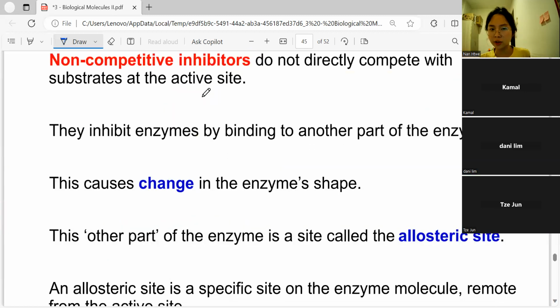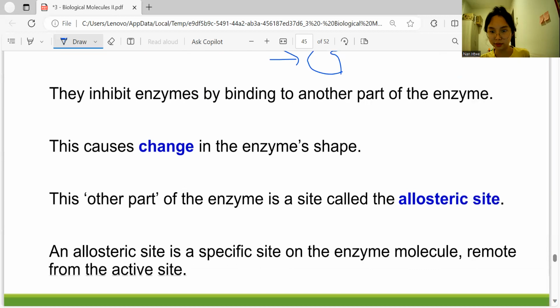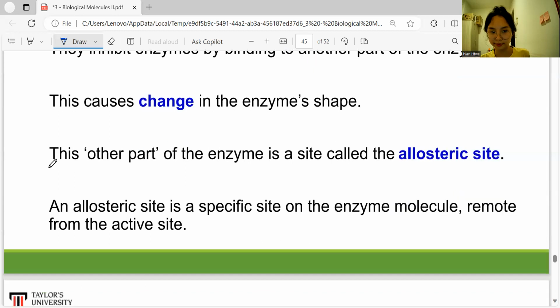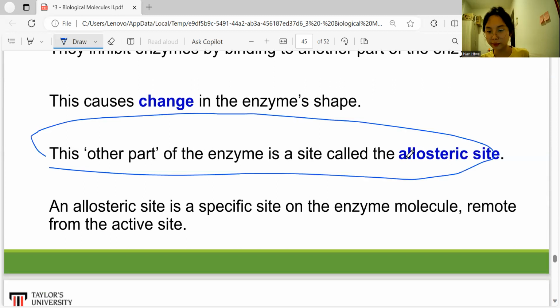The working of the non-competitive inhibitor is different. The shape of the non-competitive inhibitor is not the same as the substrate. So it's not really competing with the substrate for the active site. What happens is that right now we have another term called the allosteric site. What is the allosteric site? Allosteric site, the definition: it's the other part of the enzyme where the non-competitive inhibitor will bind. So that's called the allosteric site.